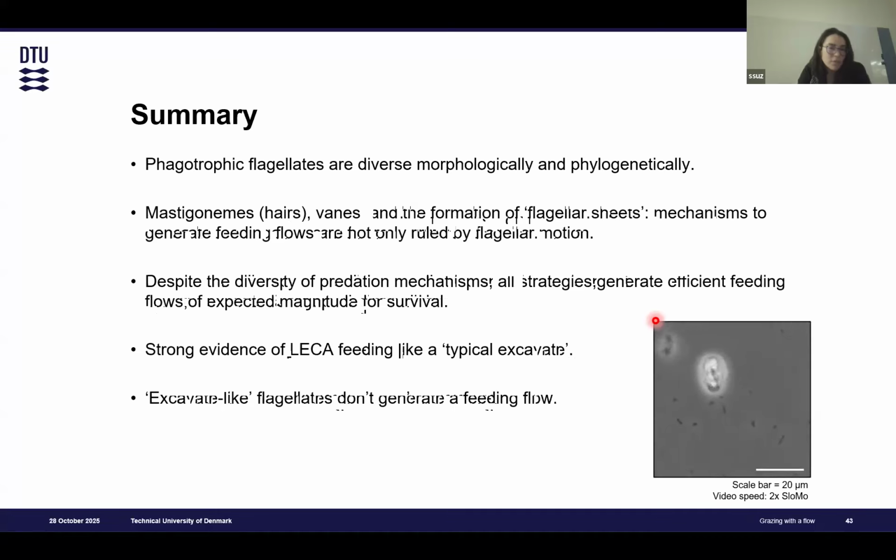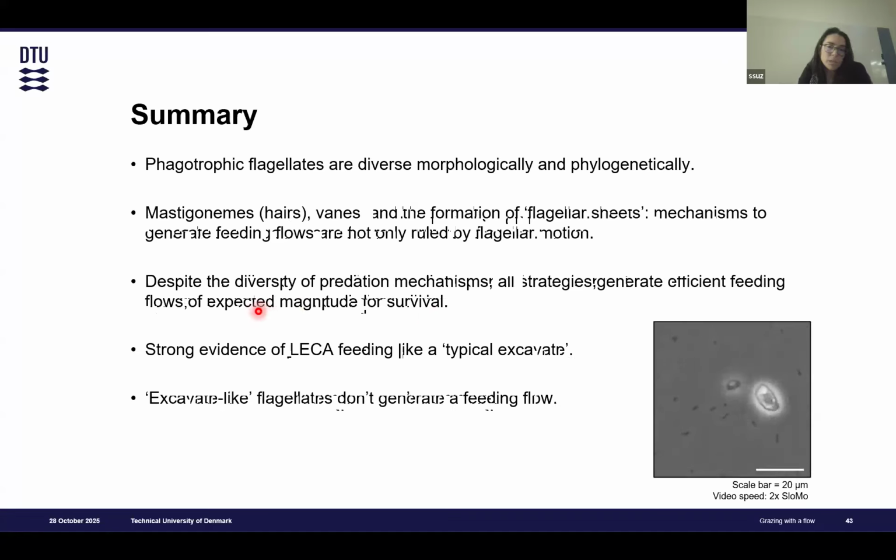So the flagellum is never a simple component, and it's a very versatile structure that serves the flagellates in many ways, not only for feeding but also for displacement, and also for sensory functions.